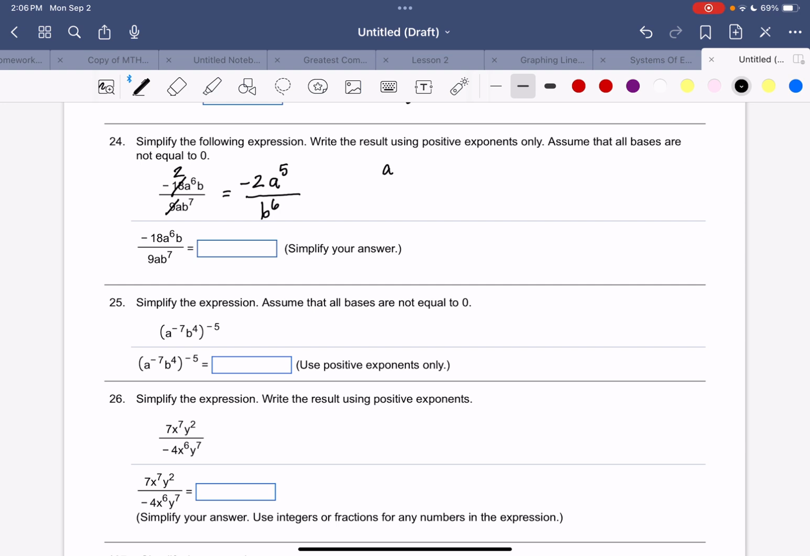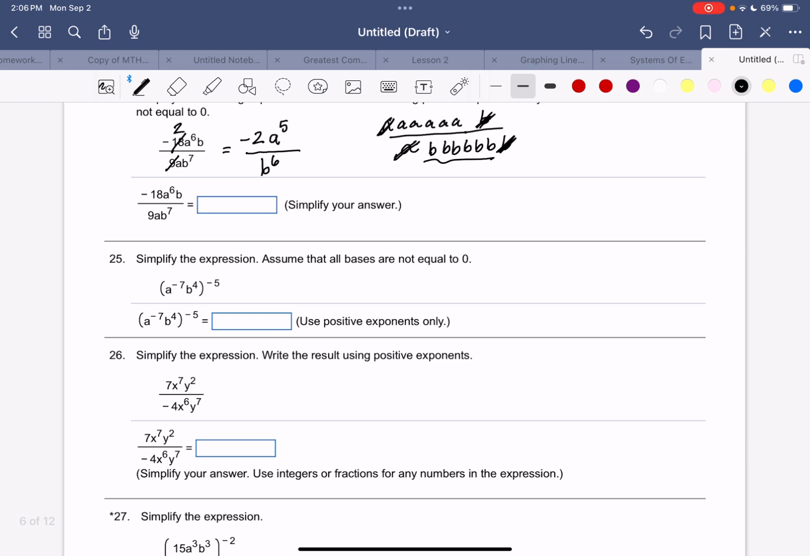Remember, if you've got a to the 6th in the top and a single a in the bottom, well, that one a from top and bottom will divide out and leave a to the 5th. But if you've got a single b in the top and 7 b's in the bottom, one of the b's will reduce out and the 6 b's will be left in the denominator.